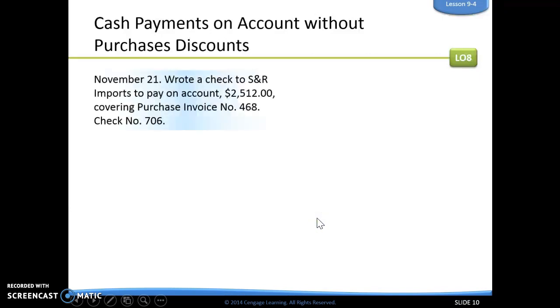So here we're saying that we're going to pay off a purchase invoice, but on this case, we did not get a discount. We wrote a check to SNR Imports to pay on account $2,512, covering purchase invoice number 468, check number 706.